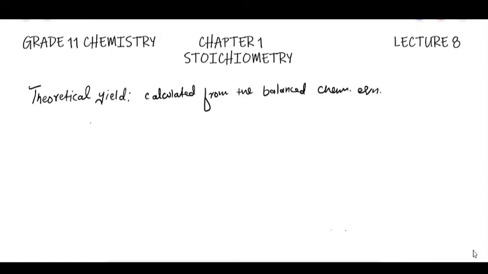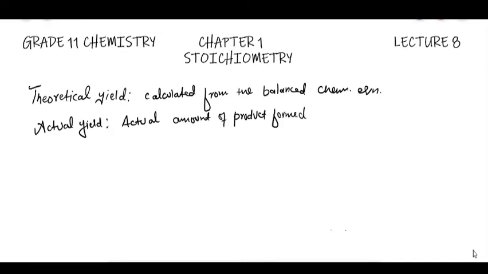The second term is the actual yield. Actual yield is the amount of product formed actually after completion of the reaction. So it is the actual amount of product formed. The third term is the percent yield.